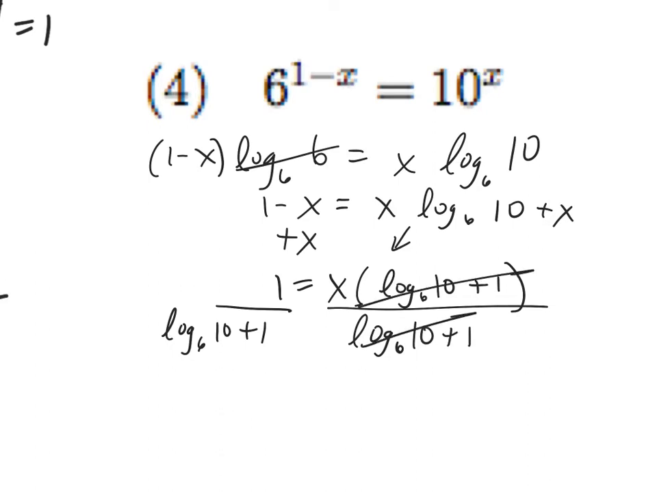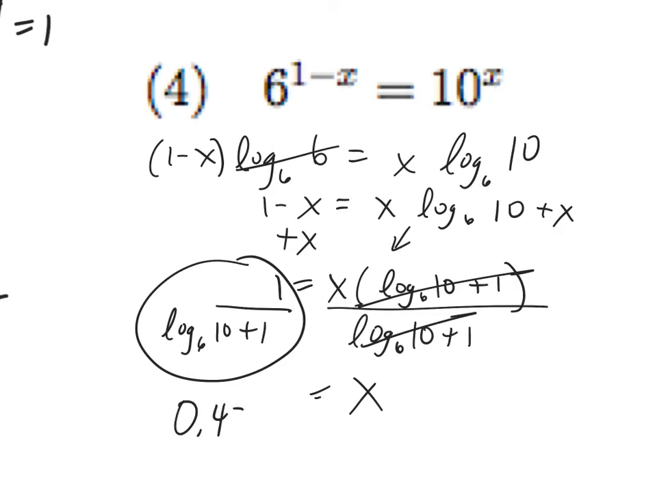Cancel, cancel. This is what goes into Desmos. 1 over 1 plus log base 6 of 10. The approximate answer is 0.438.